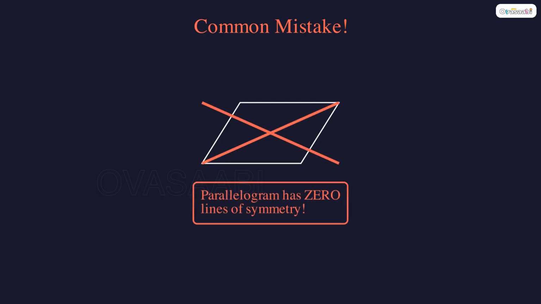Common mistake. Students draw diagonals on parallelograms as symmetry lines. A parallelogram has 0 lines of symmetry.